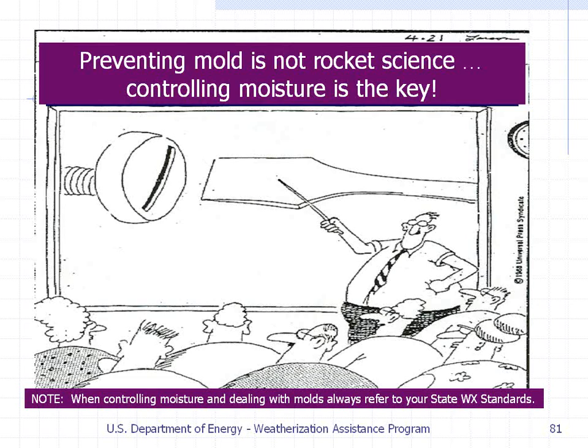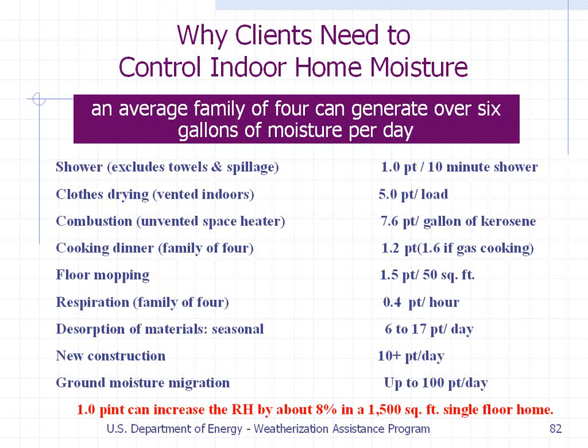Controlling moisture is the key. And make a note that when controlling moisture and dealing with molds, always refer to your state weatherization standards. Why clients need to control indoor home moisture? Well, an average family of 4 can generate over 6 gallons of moisture per day. For example, a shower, excluding towels and spillage, can generate up to a pint per each 10-minute shower.